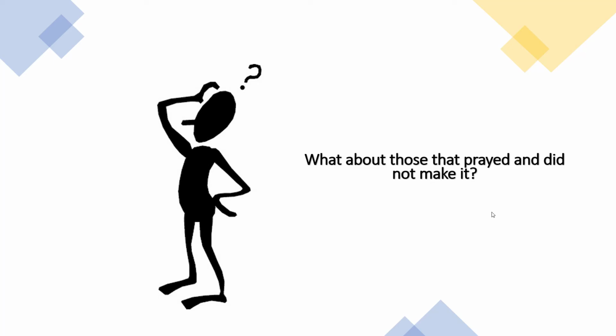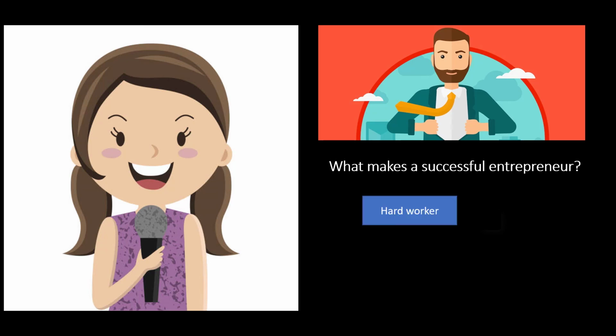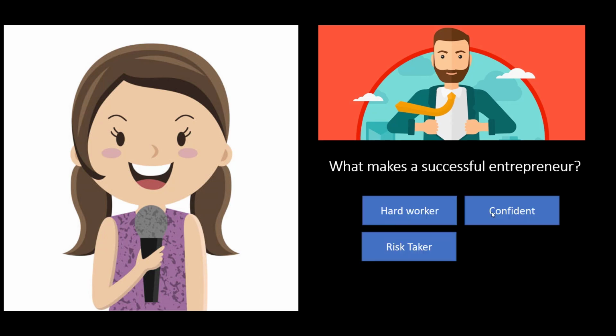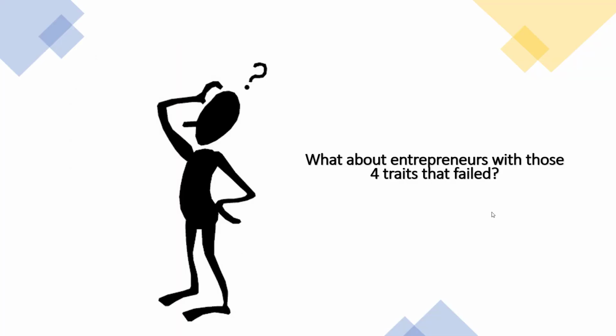This is the graveyard fallacy, or survivorship bias, which means that we tend to hear those that succeed and not those that fail, and we come to the wrong conclusion. I'll give you another example. Same reporter, but this time she's going around to see successful entrepreneurs. What makes you a successful entrepreneur? They reply different things, but they have something in common. They all say that a successful entrepreneur needs to be a hard worker, needs to be confident, needs to be a risk taker, and needs to think different. Therefore, she goes to her blog and writes 4 traits to be a successful entrepreneur. Then just stop for a second and think, what about entrepreneurs with those 4 traits that failed and did not become successful?